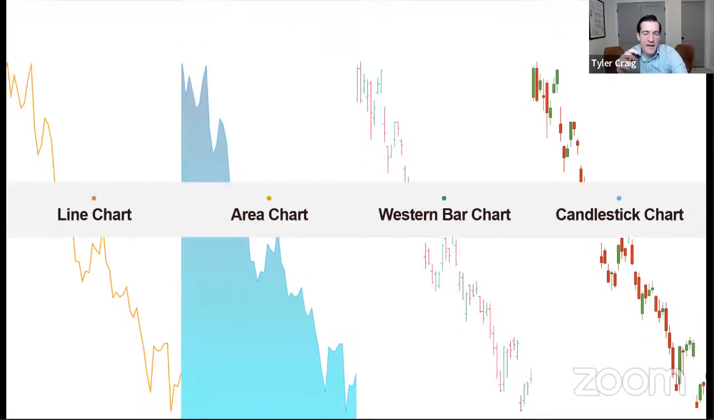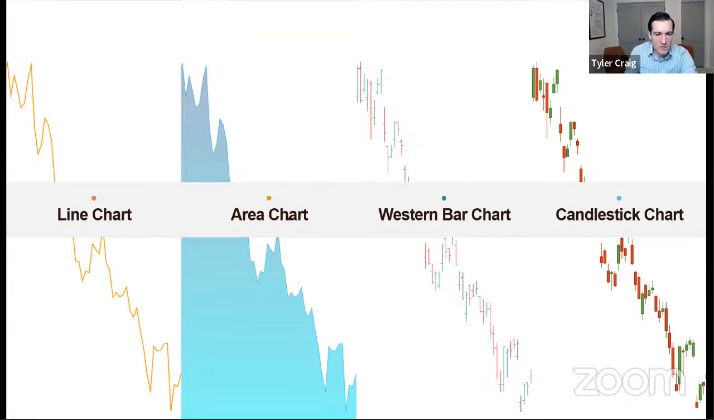4 charts. I could have added 10 more probably, but let's look at the 4 most common chart types. Okay. Left-hand side, you got a line chart. I love line charts. They're very simple. They don't give you a lot of detail, but they do quickly reflect the trend of the stock. Is it trending up? Is it trending down? Line charts, very, very simple. We're gonna show you an example of how those work.